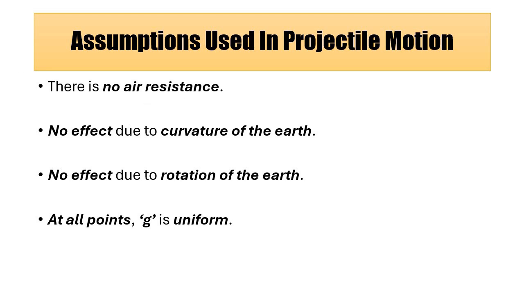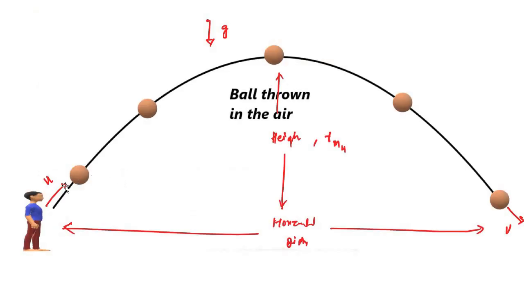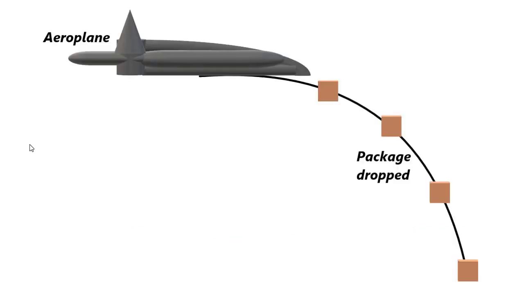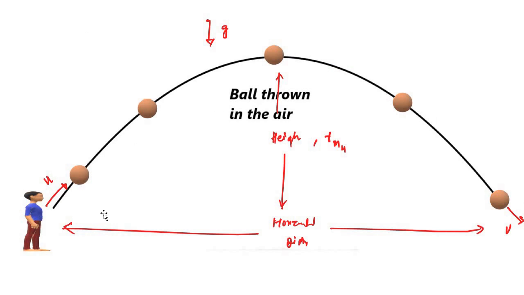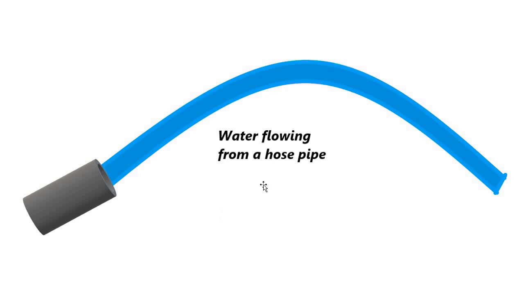So some of the examples of projectile motion: this is the first basic example, a ball thrown into the air, a stone thrown into the air, or let's say we have a package which is dropped high from an aeroplane which is in motion with some horizontal velocity like this. Then a javelin thrower who throws the javelin, which will take a similar path. Then water flowing from a hose pipe, all the water molecules are following projectile motion.